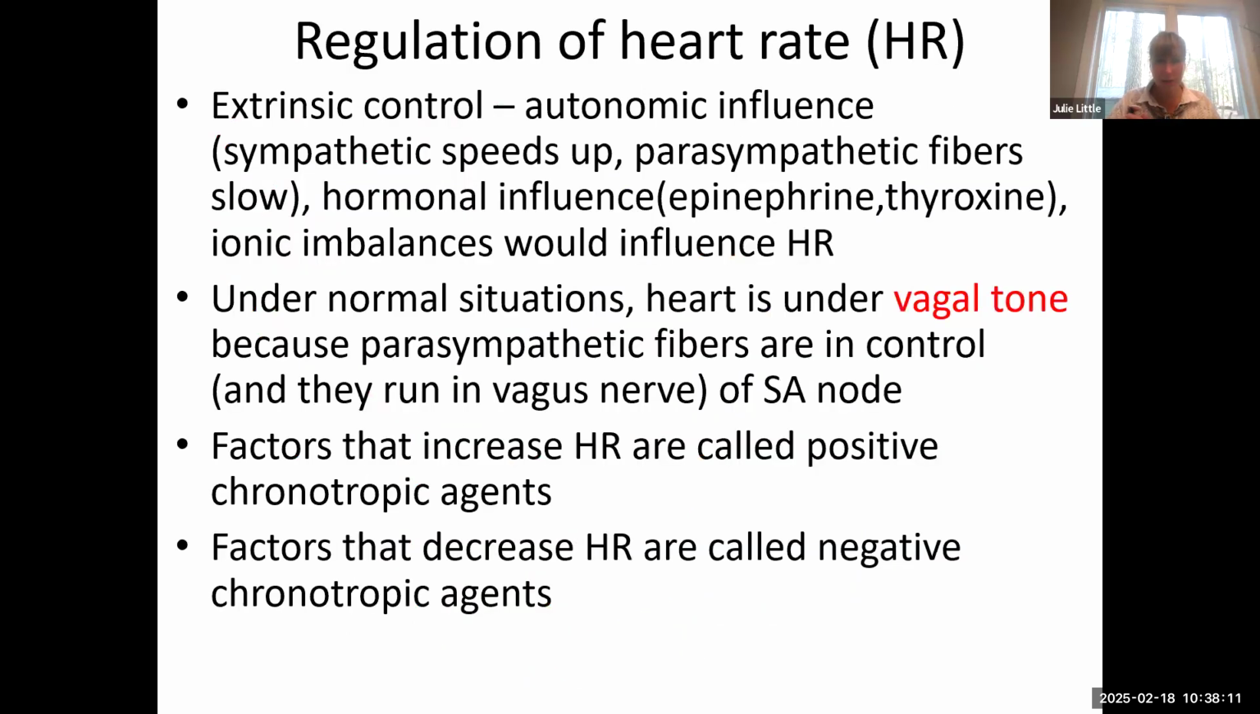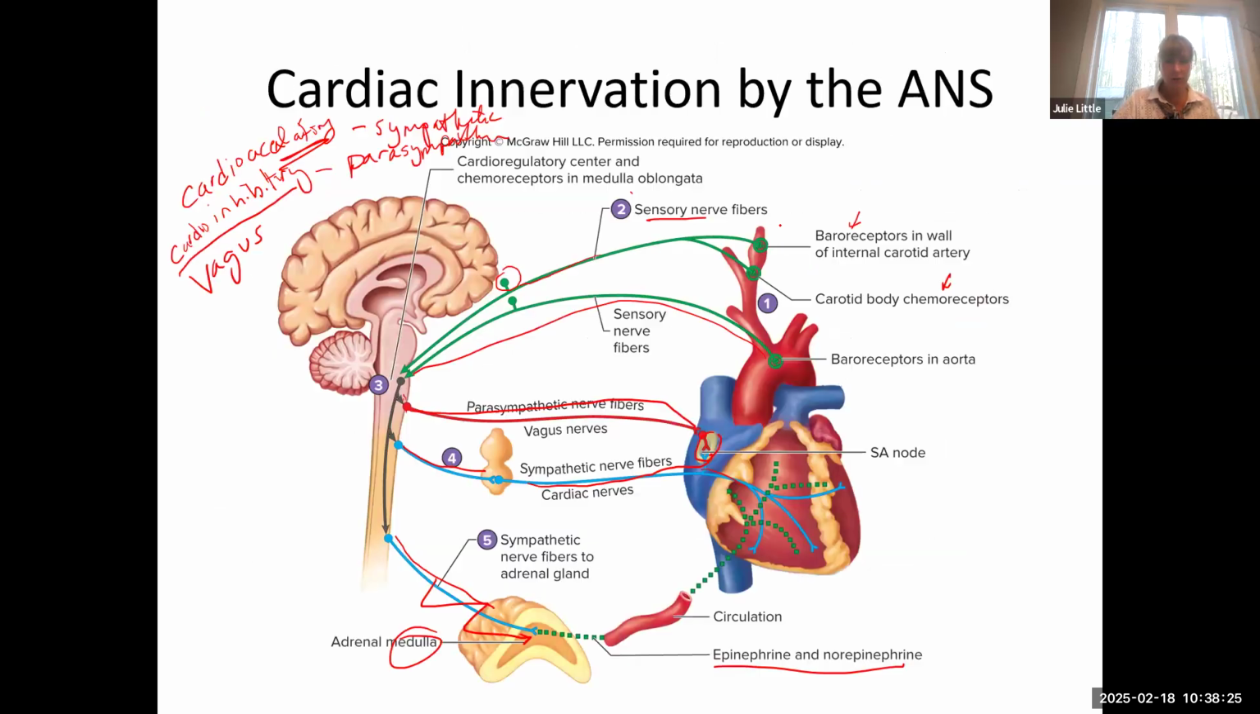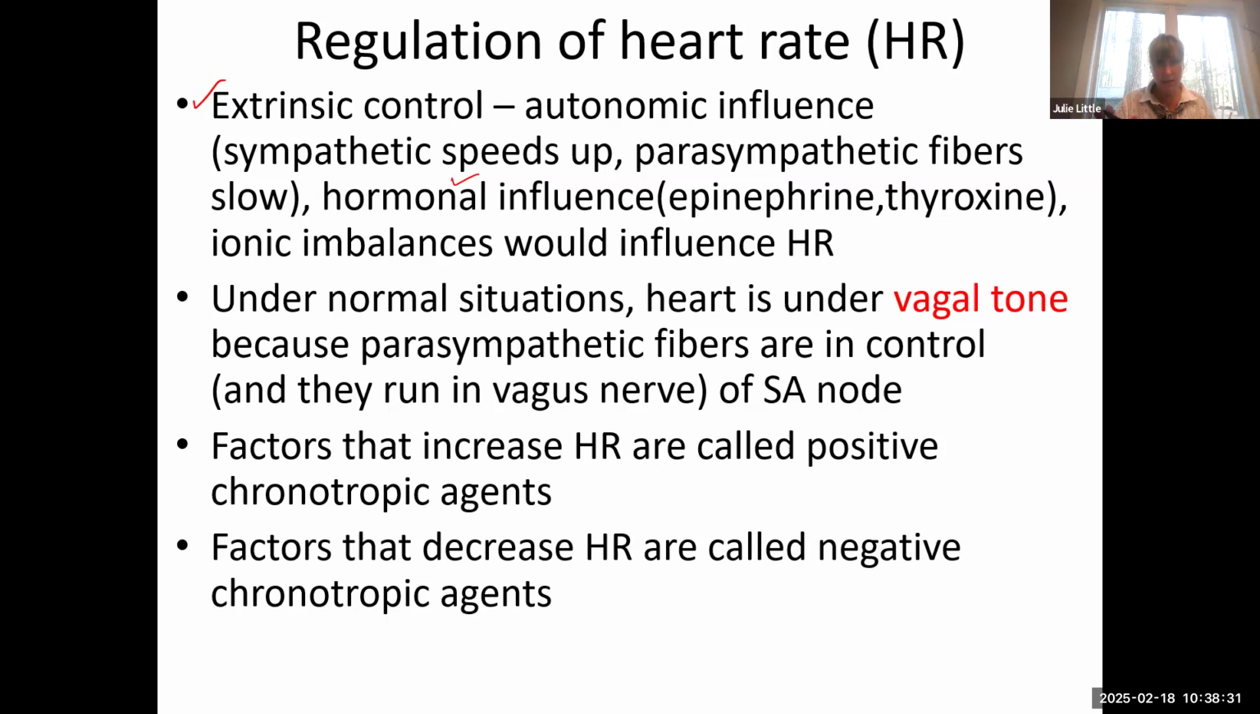Okay, so this is everything that we just said with a few extra things in there. We do have extrinsic control by the nervous system, and we also have hormonal influence, and ionic imbalances can affect heart rate as well. So here, if we just think of this, how we're controlling heart rate, not contractility. If we move right into this next slide, which is discussing heart rate, you should know what increases your heart rate and which lowers it.